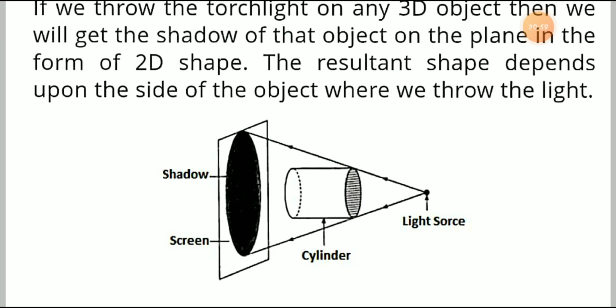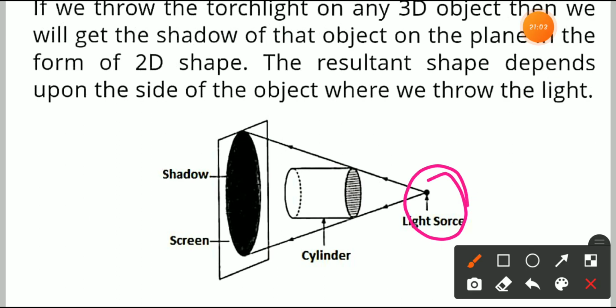As you can see there, this is the light source like a torch, bulb, etc. And here I placed a cylinder, and this is a screen. Your screen will be the wall of your room. So place any object and throw light on it. What kind of figure will you get? You will tell me. So it looks like an oval.